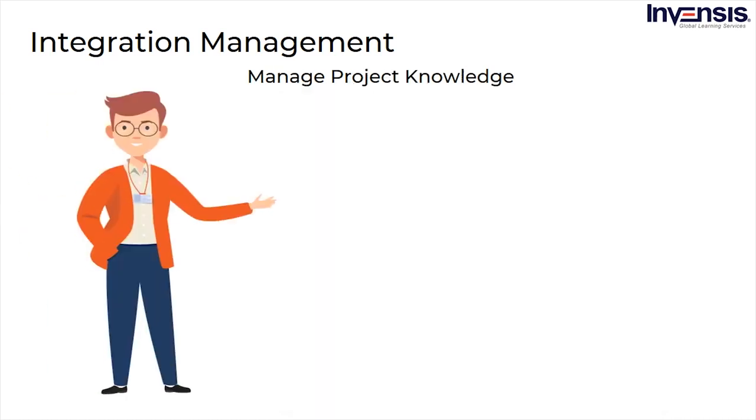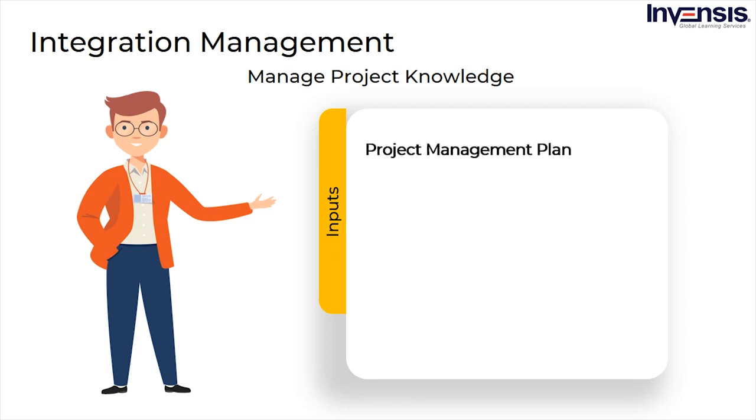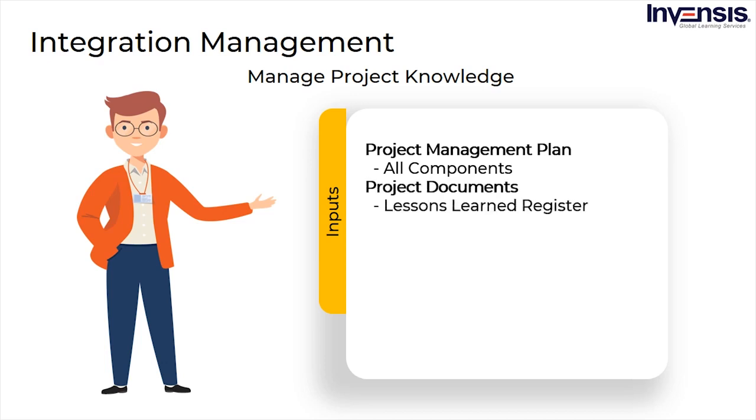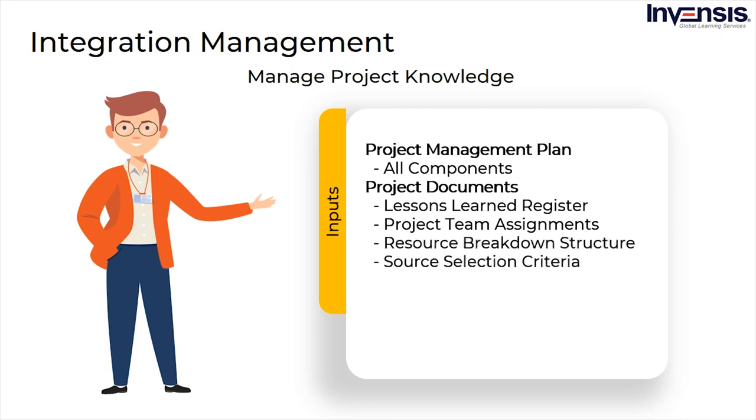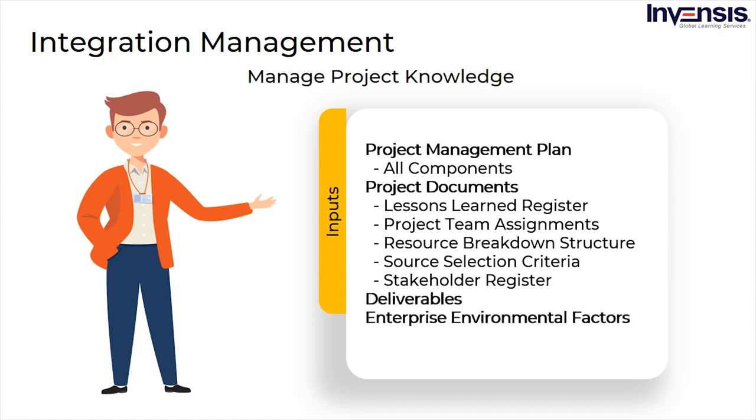The next process that includes execution in the integration management is managing project knowledge. Now let us trace out the ITTOs for the same. First, on the input side, we have a project management plan, similar to the other process, but all the components are included here. Then we have project documents, including lessons learned register, project team assignments, resource breakdown structure, source selection criteria, and stakeholder register. The next input is deliverables, followed by enterprise environmental factors, followed by organizational process assets.